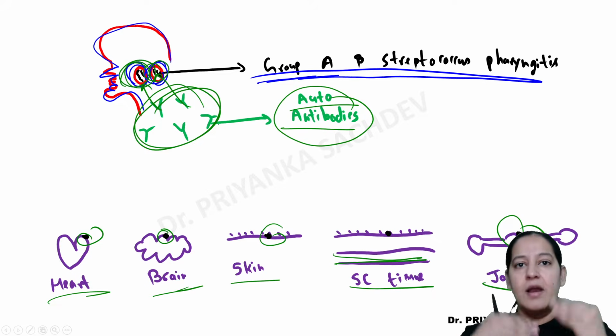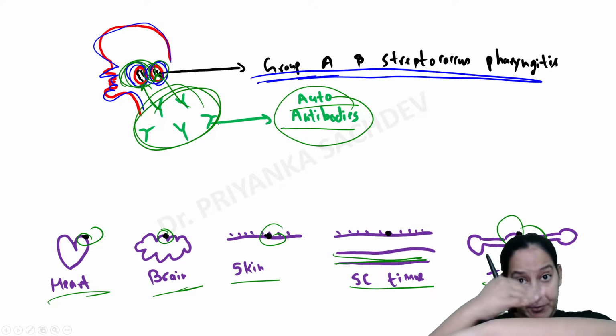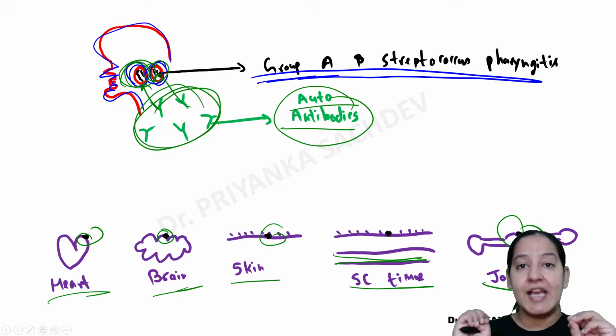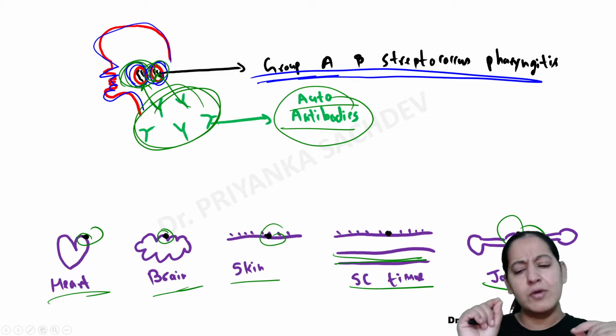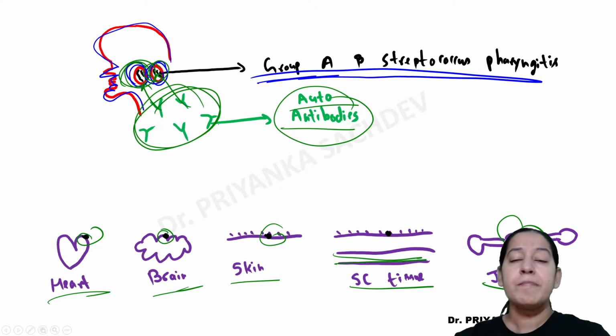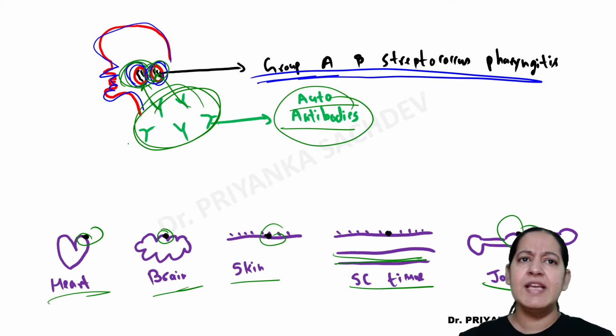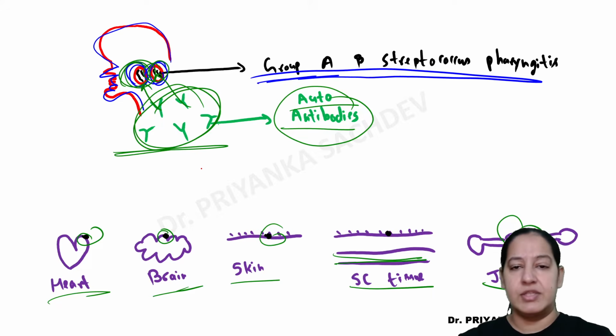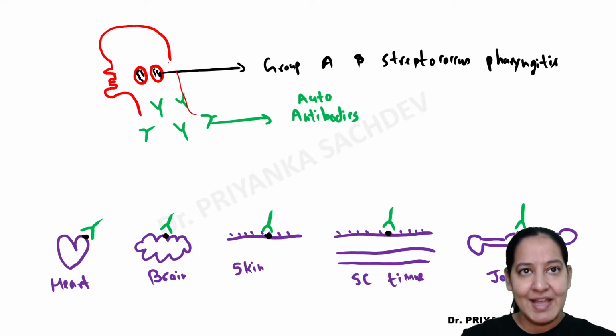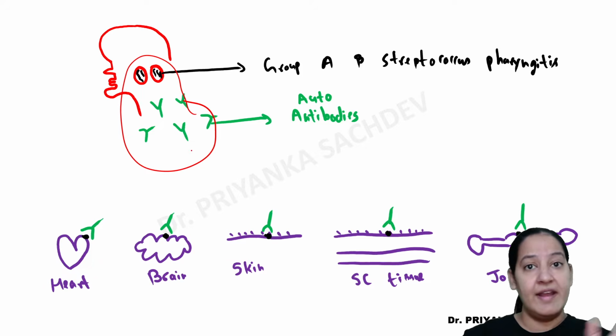So brain, heart, skin, subcutaneous tissue and joints. These 5 organs contain antigens which are almost similar, which are mimicking the antigen on the bacteria. So these antibodies will get confused and they will cross react. They will kill the bacteria.